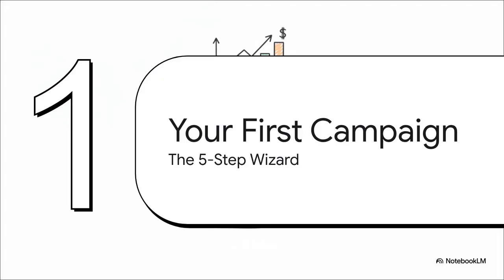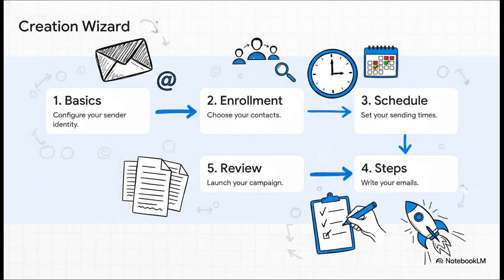All right, let's actually get into how you build one of these things. Honestly, the best way to understand how powerful this is, is to just see it in action. And it's all broken down into a super simple guided wizard. It's all laid out for you in 5 really logical steps. First, the basics. That's just who the email is coming from. Next, enrollment, who you're sending it to. Then you set the schedule, you write the actual emails in the steps section, and finally, you review everything to make sure it's perfect before you launch. It's pretty much designed to be foolproof.